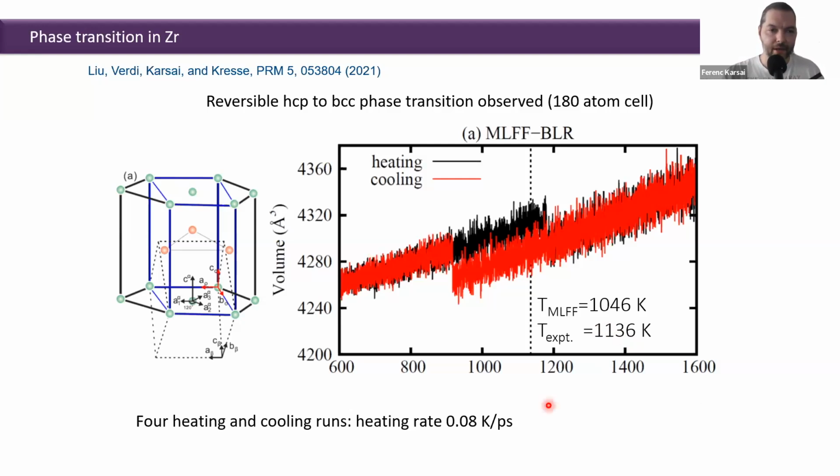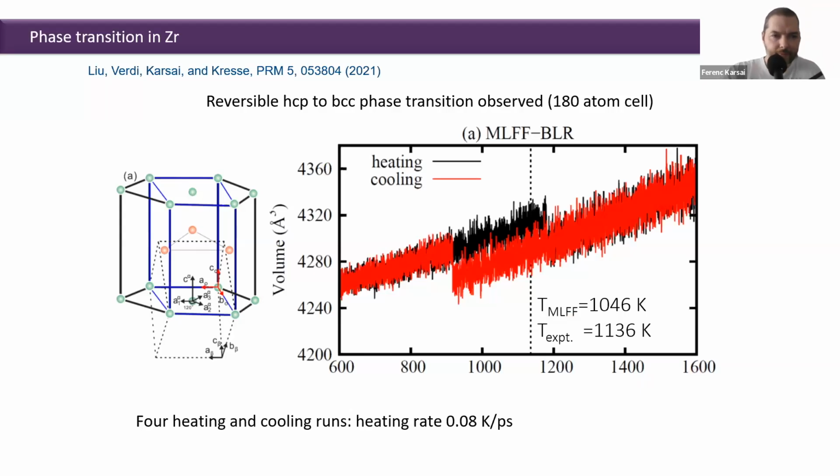And we saw this by monitoring the whole volume. You see this by an abrupt jump of the volume here. And here you would also see it, but this red curve lies over the black one. The other nice thing is it's also reversible, although showing some hysteresis. And finally, within this 100 atom cell using SCAN, we could get within 10% of the experiments. For this heating run, we could get 1046 K compared to 1136 K with experiment.